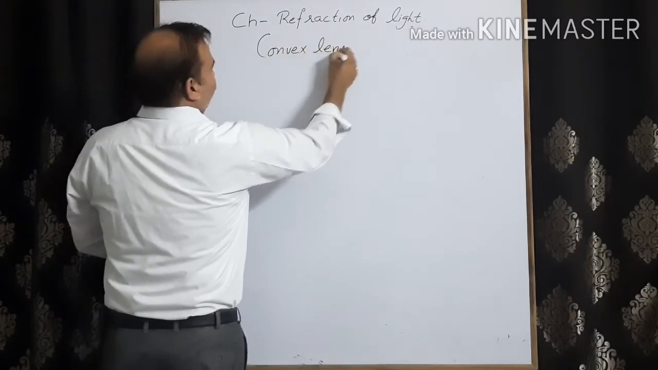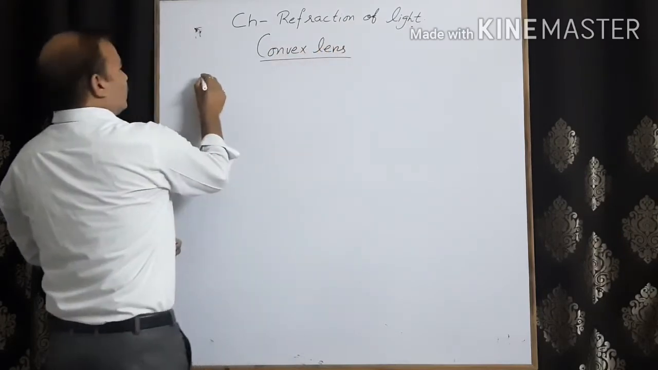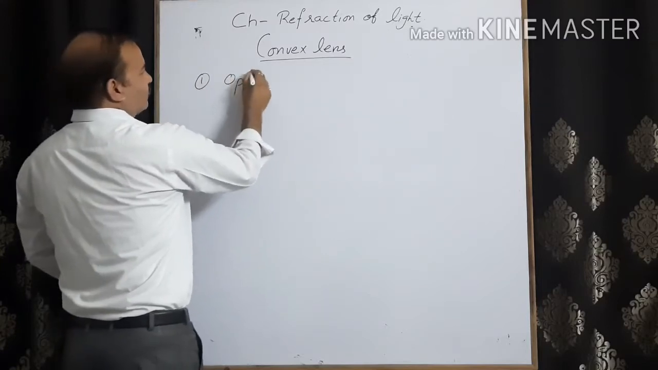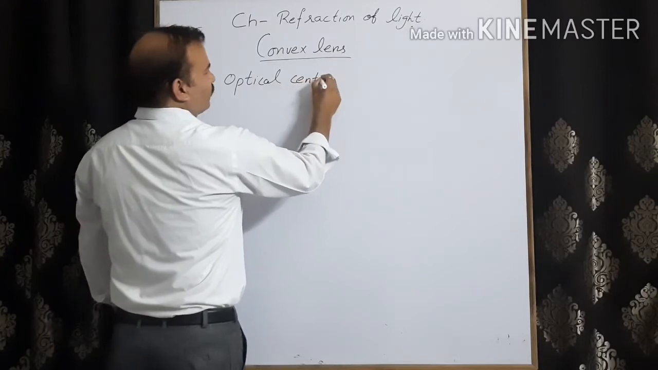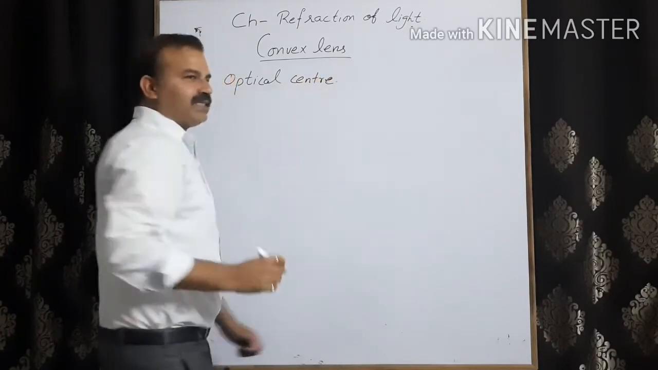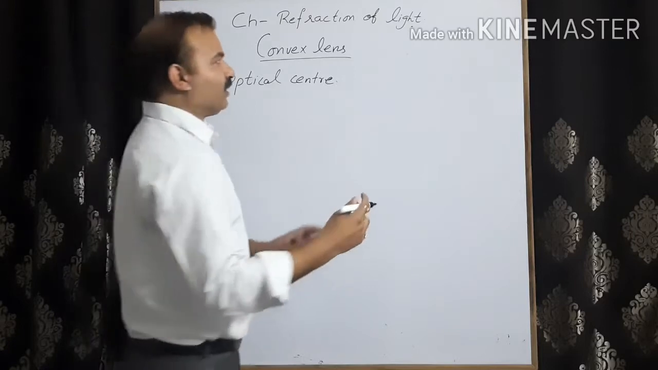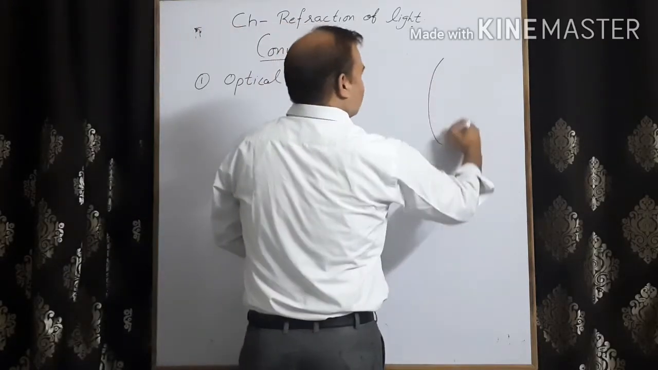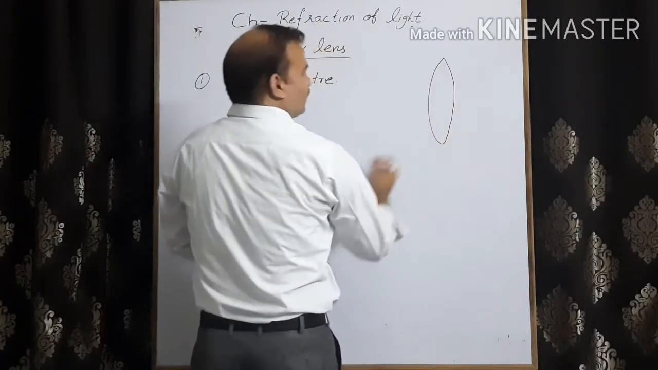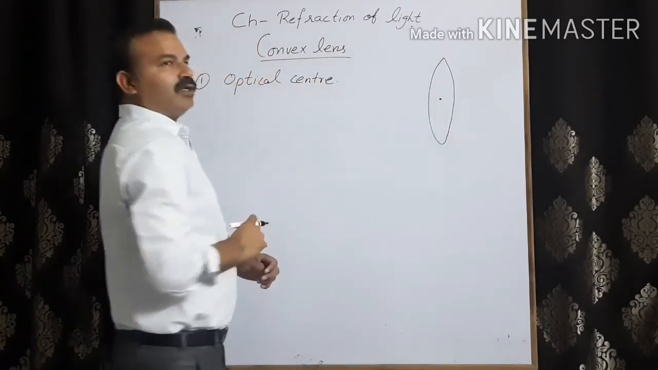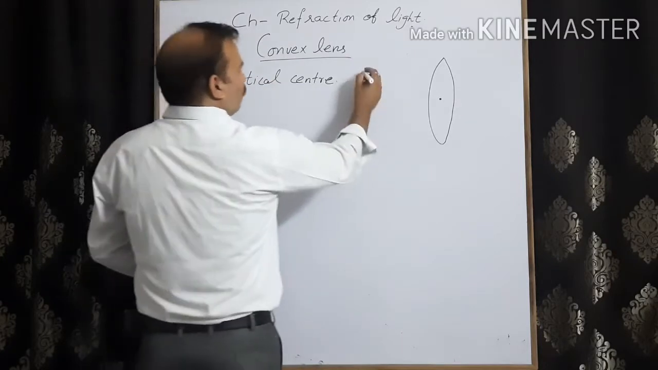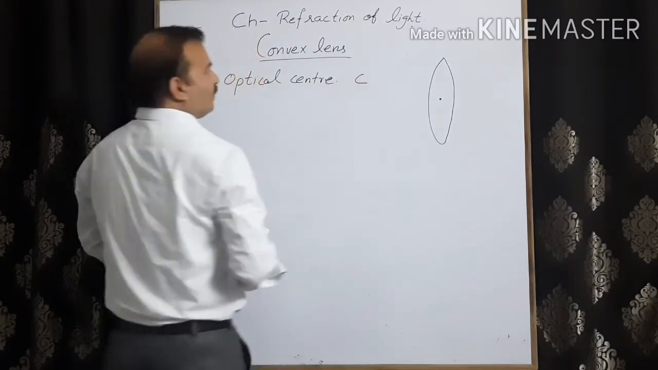Convex lens, the few points. The first point is the optical center. Optical center is basically the geometrical center of the lens. This is a convex lens. Now the geometrical center is known as the optical center and we denote it by the letter C.